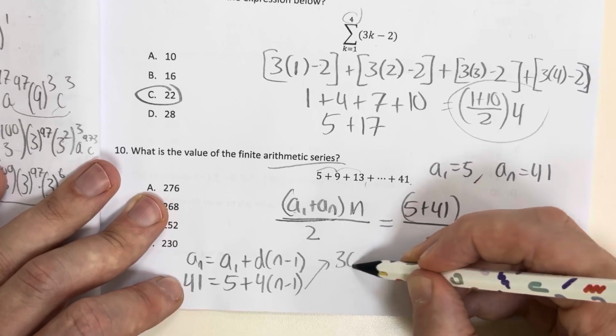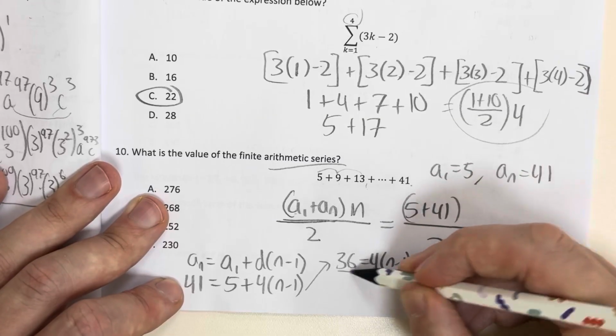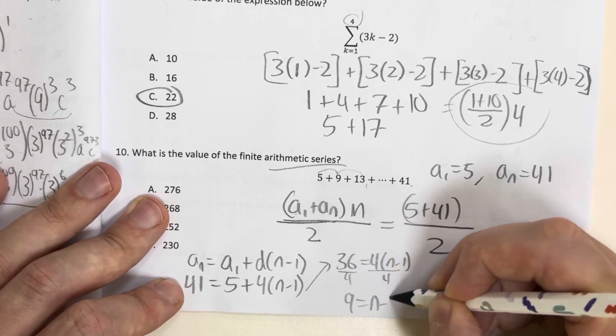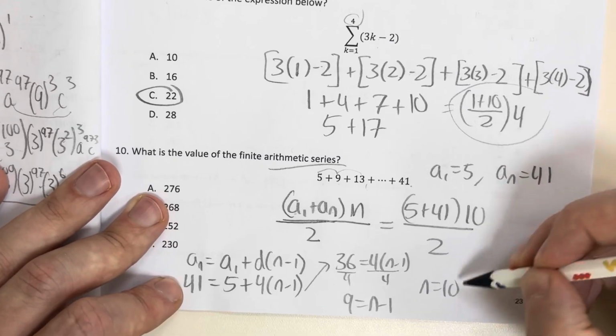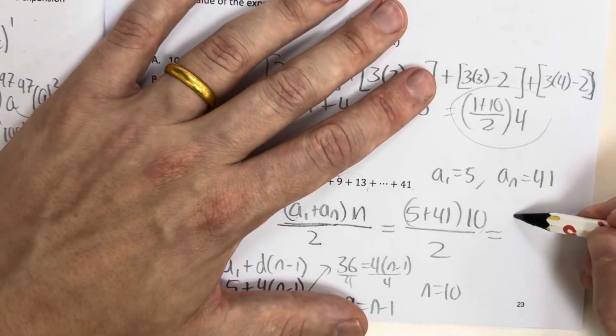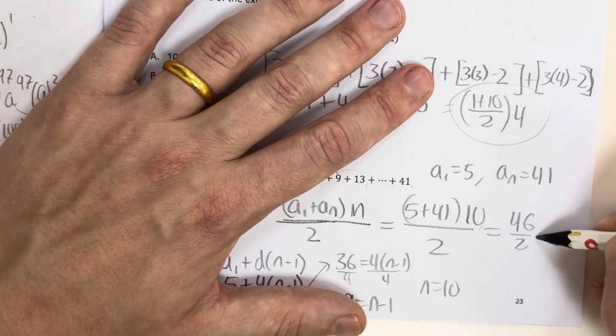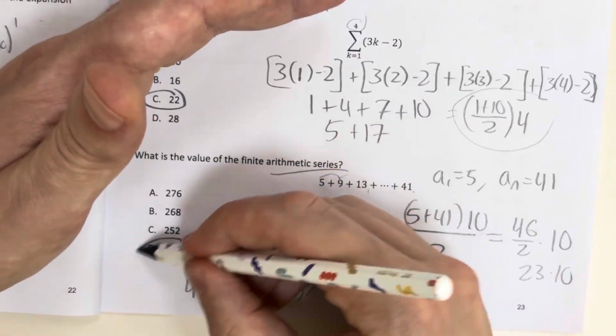Subtract 5 from both sides. Divide both sides by 4. n is 10. Plug that in. Calculate. So we got 46 over 2 times 10. 23 times 10. 230.